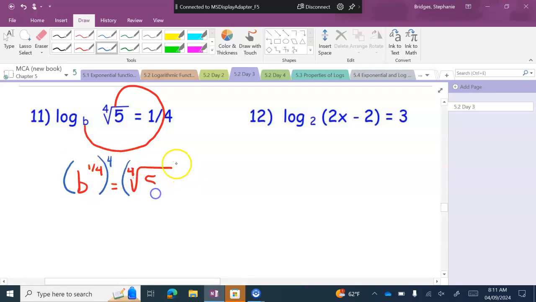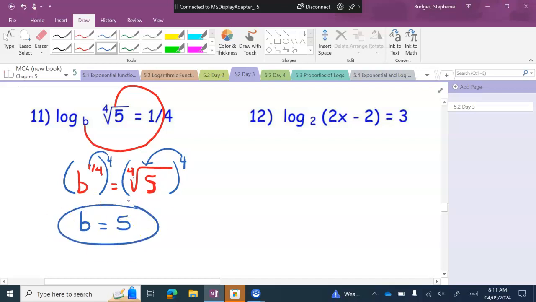Okay, so I'm going to raise that. Finish my thought up here. So these two cancel out and go to 1, so that's just b to the first. But if I take a fourth root and raise it to the fourth power, don't those two things just basically cancel each other out? So what's left? 5. It seems difficult. But you just have to understand that 1/4 and the fourth root are the same thing, so they're going to cancel each other out.